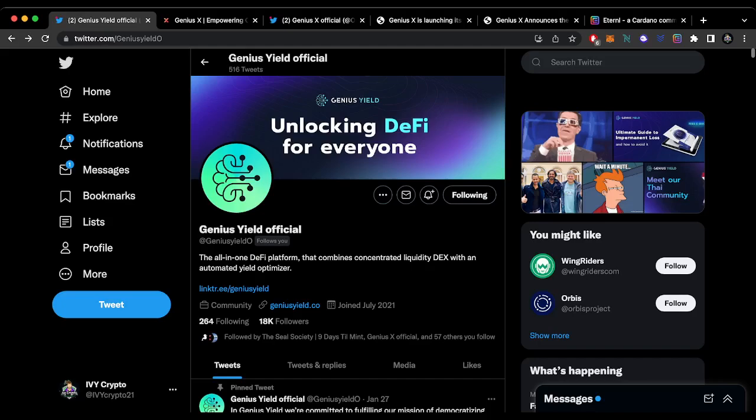Now, Genius Yield, of course, is an all-in-one DeFi platform that combines concentrated liquidity DEX with an automated yield optimizer. Now, Genius Yield has been doing really, really well in their ISPO. They're getting a lot of buzz in the Cardano ecosystem, and it's really a project that people have their eye on. And personally, again, along with Wi-Fi, Meld, and a couple of others, one that I'm really excited for.